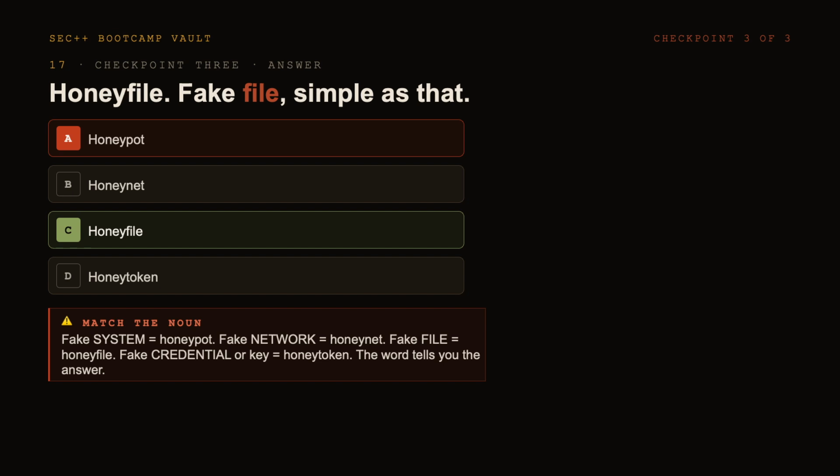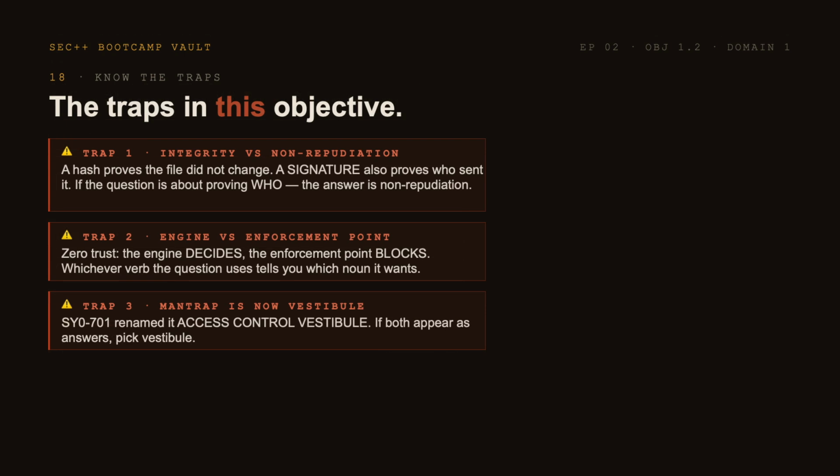The trap list for Objective 1.2. Trap 1. A hash alone proves a file did not change. That is integrity. A digital signature also proves who sent it. That is non-repudiation. If the question is about proving who, pick non-repudiation. Trap 2. In zero trust, the engine decides and the enforcement point blocks. Match the verb in the question to the right noun. And trap 3. The thing older courses call a man trap is now the access control vestibule. If both names show up, pick vestibule, lock it in.